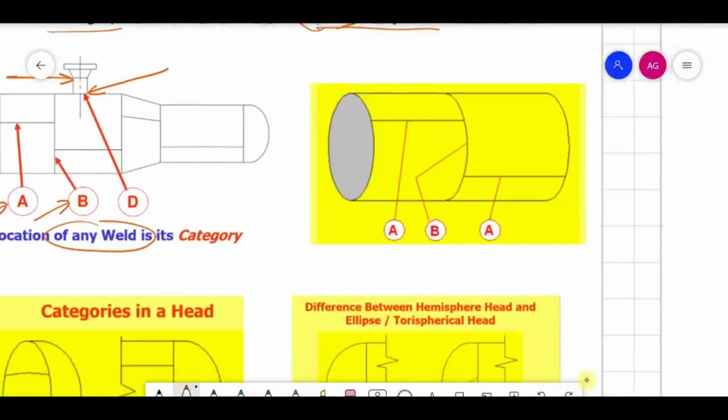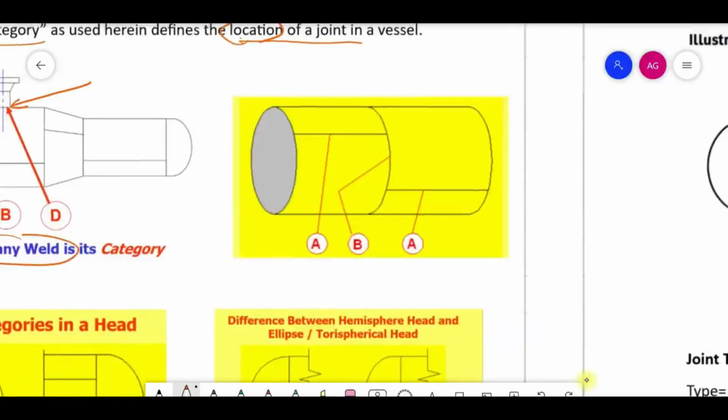So here you have made such a shell. Suppose this is your long seam. This is an A category joint. Similarly, this is also your long seam, also an A category joint. This is your circumferential seam, so this is your B category joint.